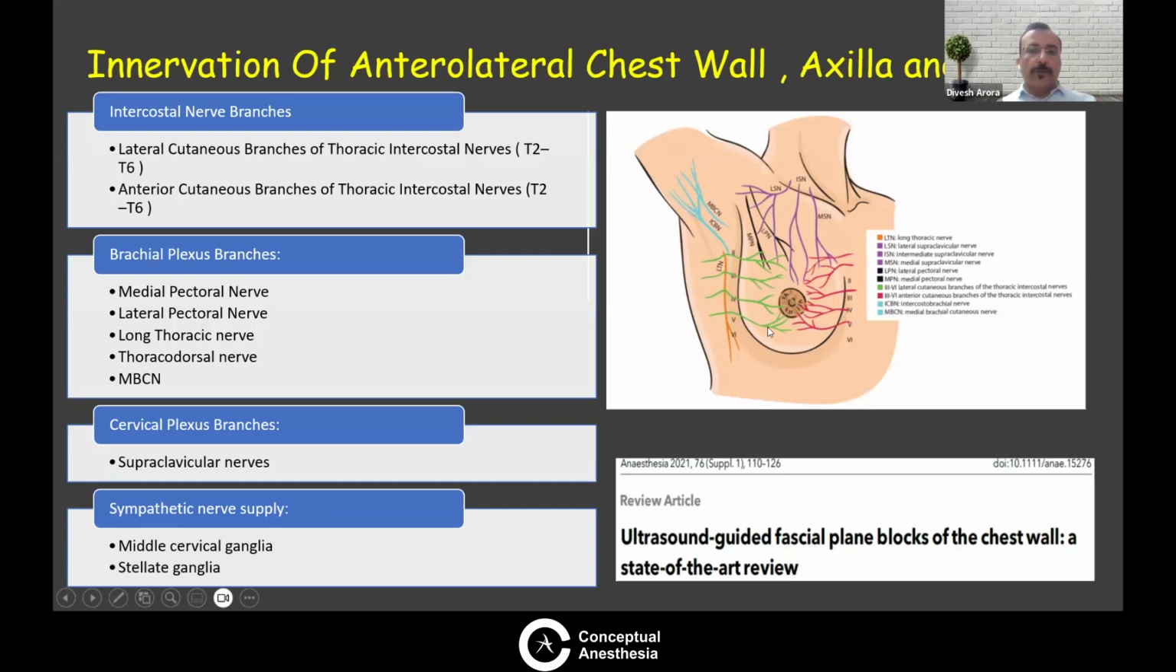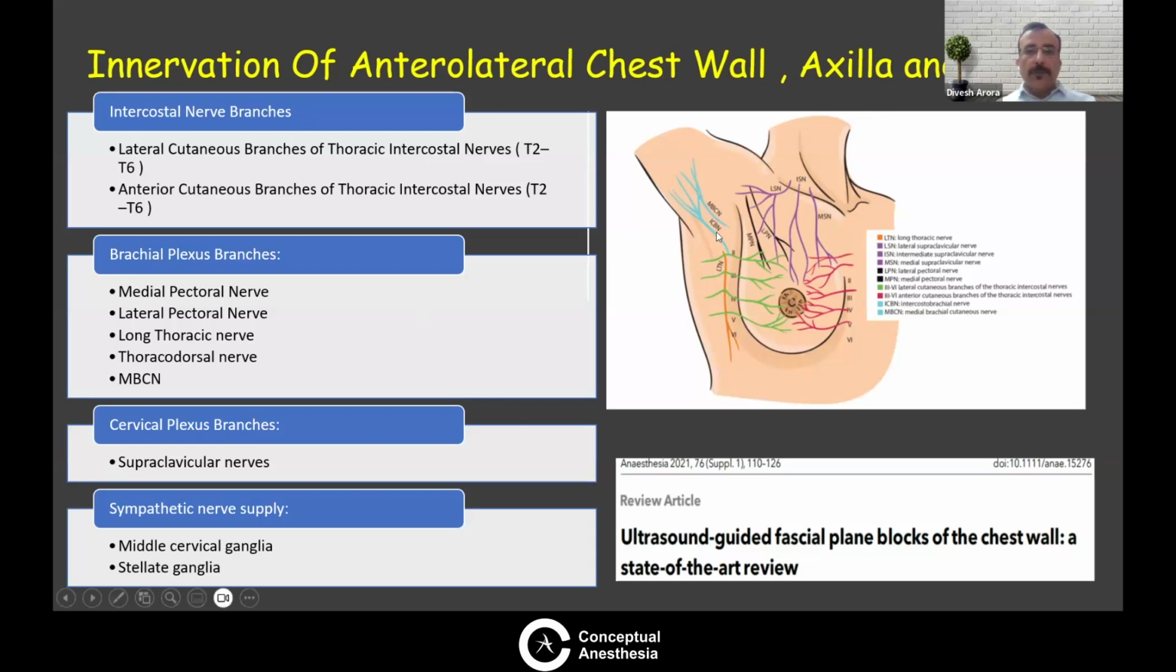In addition to the intercostal nerves, brachial plexus elements also contribute to the innervation of the chest wall in the form of muscular innervation. For example, the medial pectoral nerve and the lateral pectoral nerve, as you can see, supply the pec muscle. The long thoracic nerve supplies the serratus anterior. The thoracodorsal nerve supplies the latissimus dorsi, which forms the posterior axillary fold and is very important when we are raising the latissimus dorsi flap for plastic surgery cases.